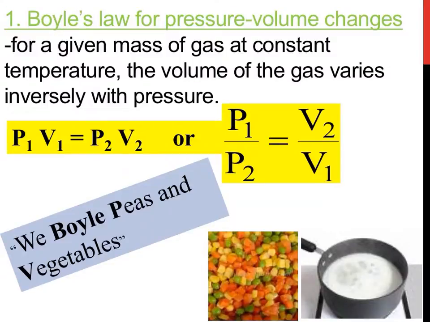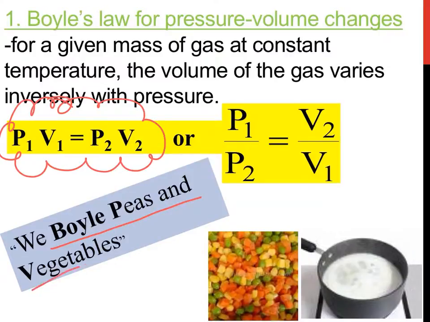The first gas law that we learn is Boyle's law. For a given mass of a gas at a constant temperature, the volume of the gas varies inversely with pressure. So, Boyle's law is P1V1 equals P2V2, or you can rearrange it like this, but what I did in class was gave everybody this puffy cloud of greatness, because this is our first major equation. A good way to remember it is that we boil peas and vegetables.